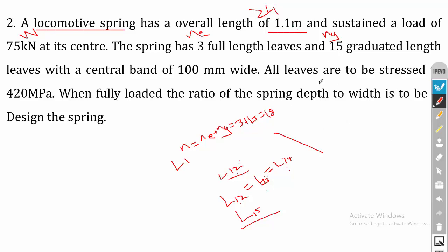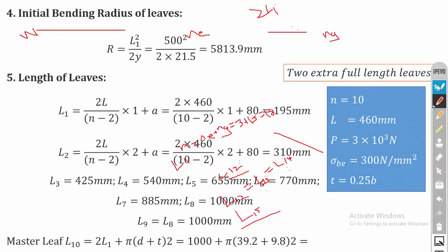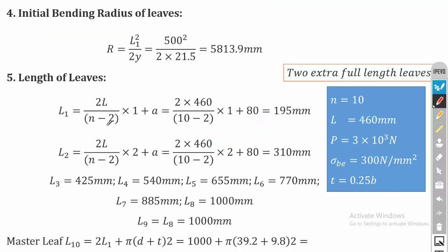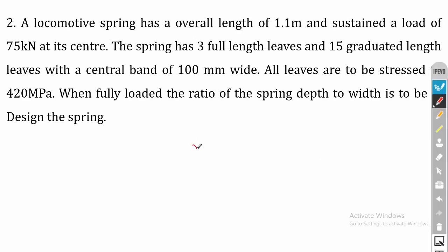One more thing. In the previous problem, we had 2 full length leaves, so that is why we used n minus 2. But in the tutorial problem, we have 3 full length leaves. So we have to use 2L by n minus 3. It's very important. Here you have to use n minus 3.